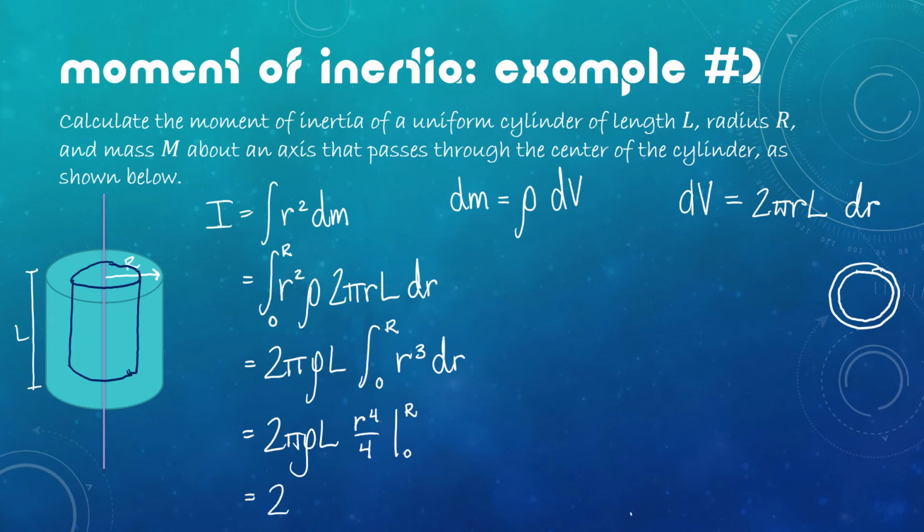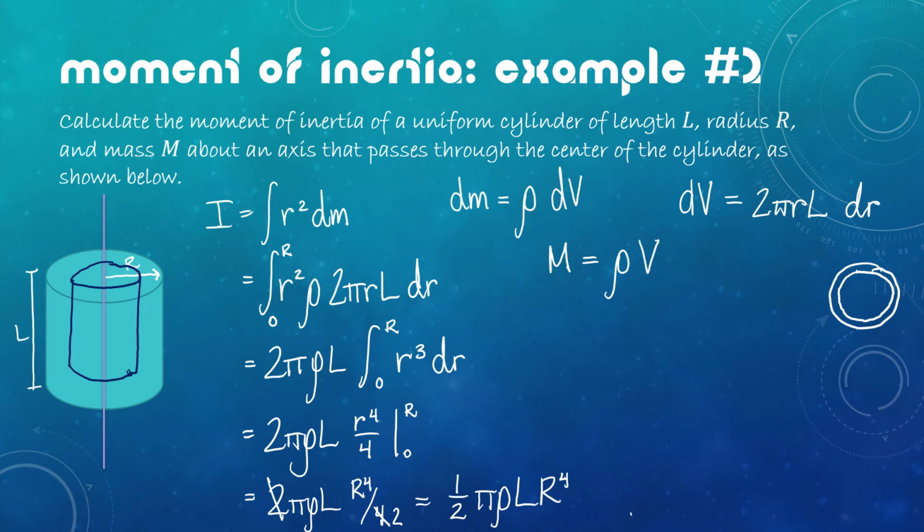So we end up with 2 pi rho L times capital R to the 4th divided by 4. And of course we can simplify that, the 2 goes away and this 4 becomes a 2. So I could say 1/2 pi rho L R to the 4th. Now of course I'm not allowed to have rho in there. And so similar to what we did in that last problem, we're going to also say, since it's a uniform mass distribution, that the total mass is equal to rho times the total volume.